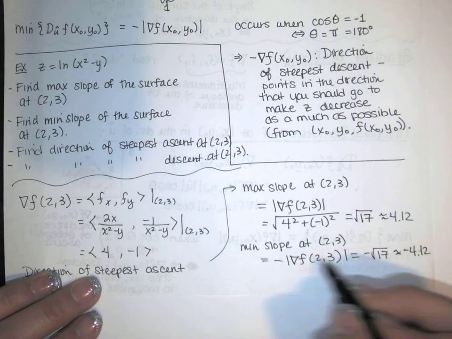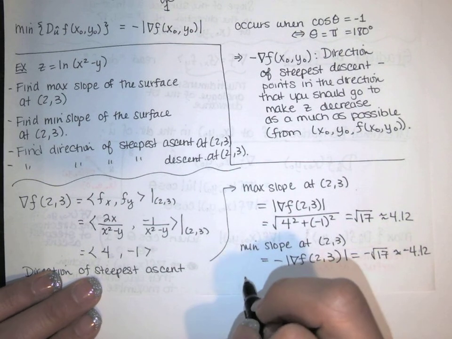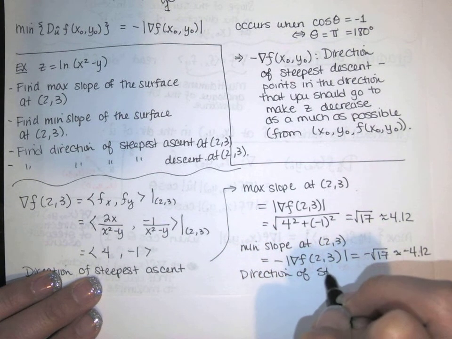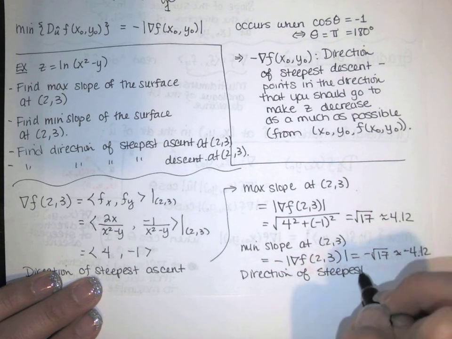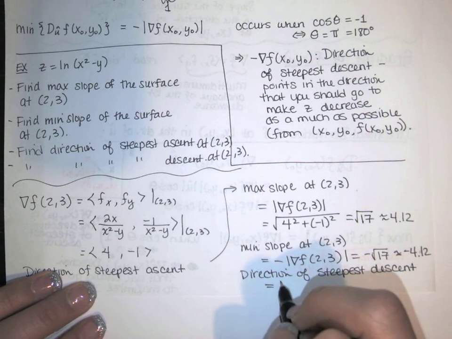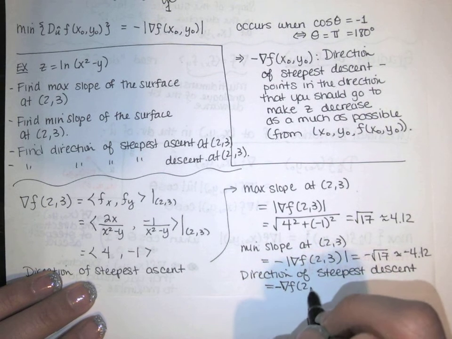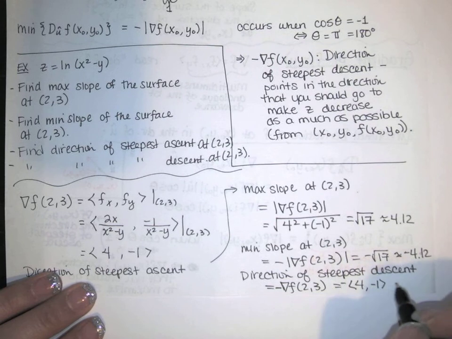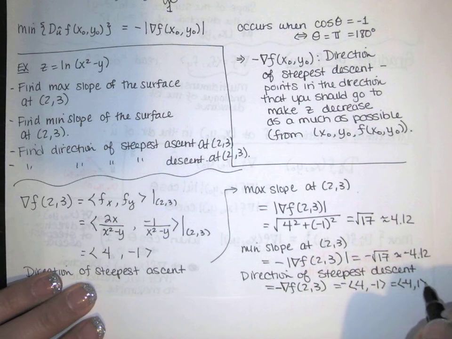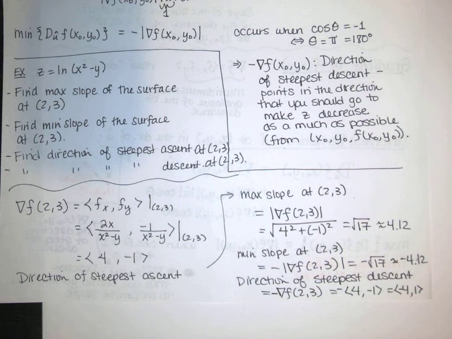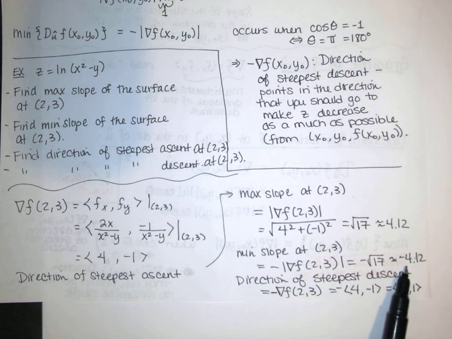And the direction that you go to minimize that slope is the direction of steepest descent. The direction of steepest descent is given by the negative gradient of f at (2, 3). So I just take my gradient vector and I multiply it by -1. So we go -4 units in the x direction, 1 unit in the y direction to make our z-values decrease as much as possible, and they're this amount.